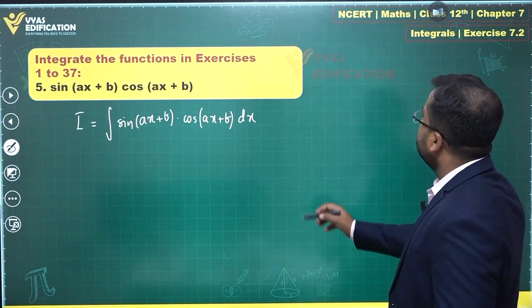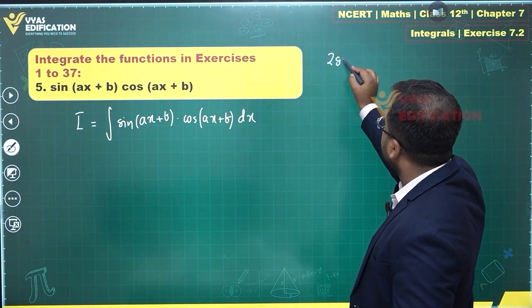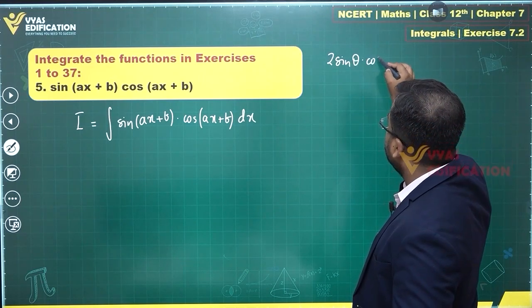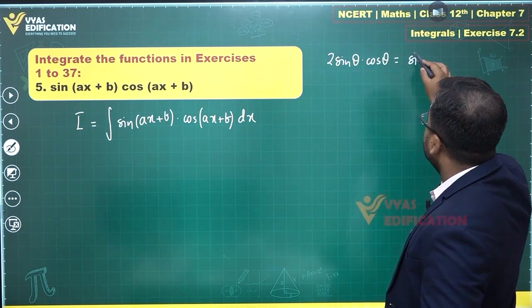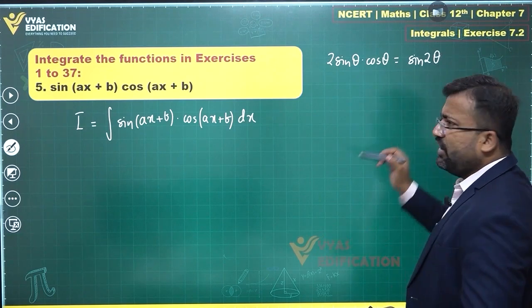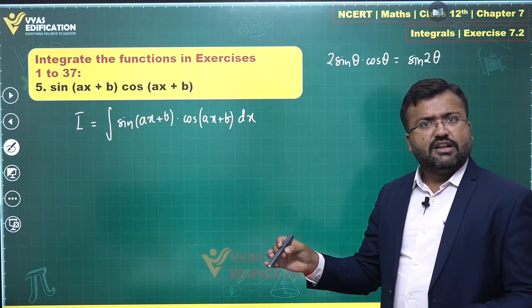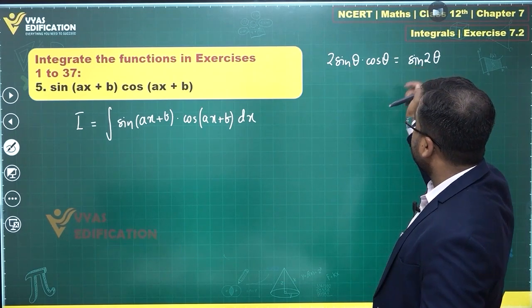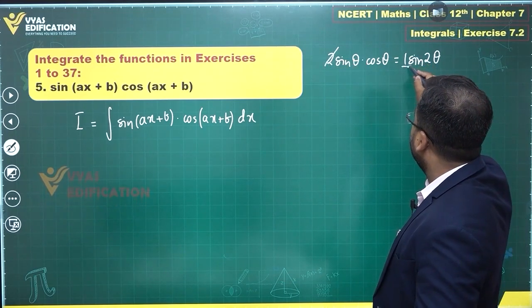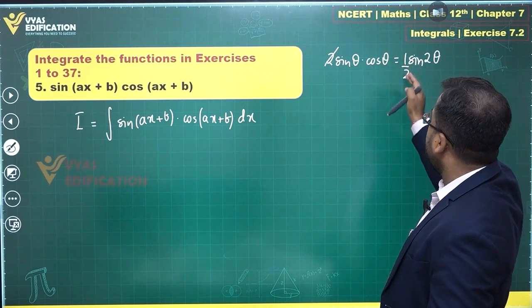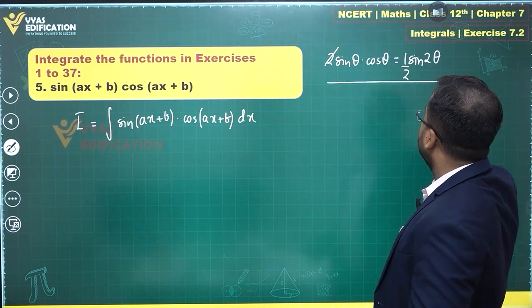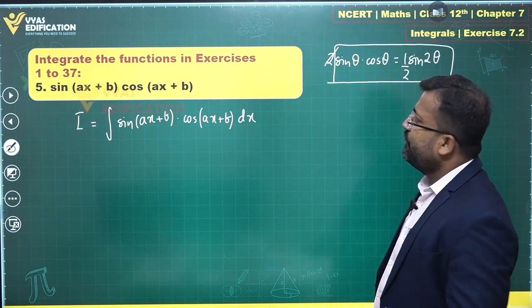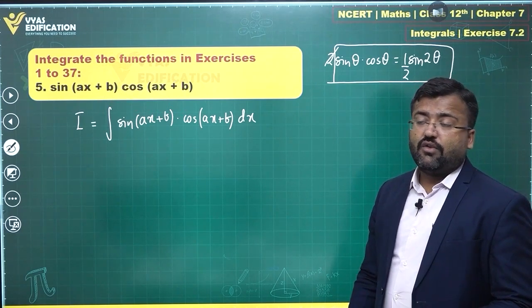Okay, I want to use this identity that 2 sine theta cos theta is equal to sine 2 theta. Do you recall this? Yes. You remember sine 2 theta is 2 sine theta cos theta. Therefore, sine theta cos theta will be half of sine 2 theta. Using this one over here. This is what I want to use.